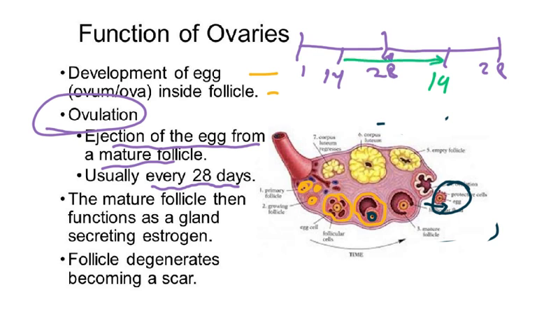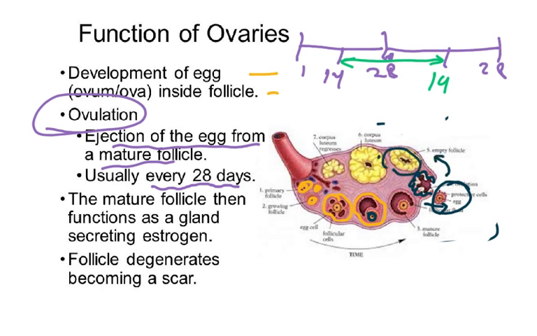So from here to here, it's every 28 days. Please understand that. So the mature, but what is left behind? You see, the whole Graafian follicle is not ejected. Is this part of it still left? And this part of it then becomes the corpus luteum.